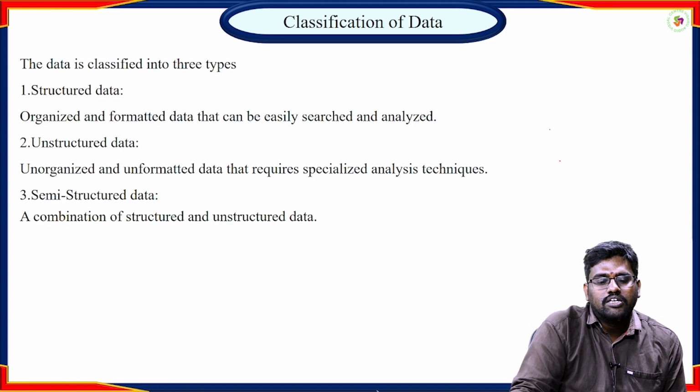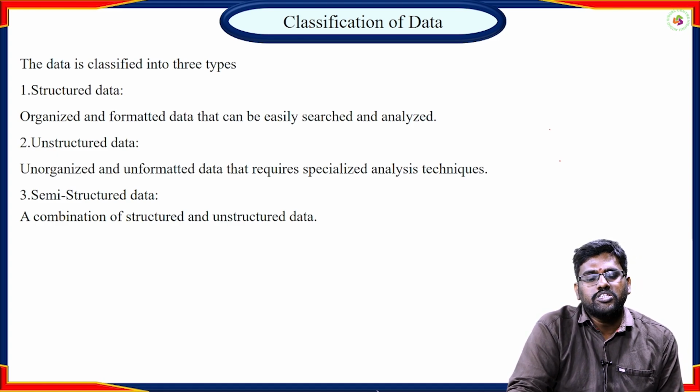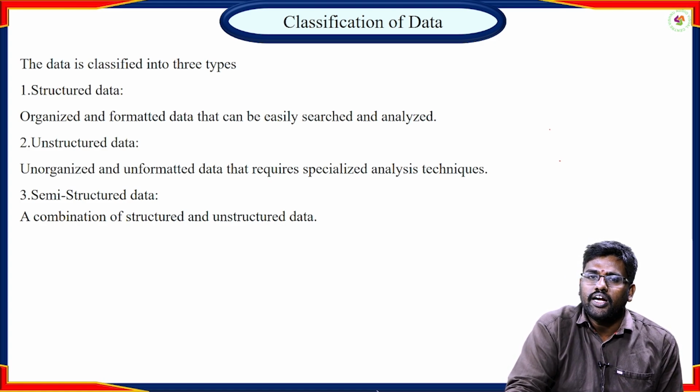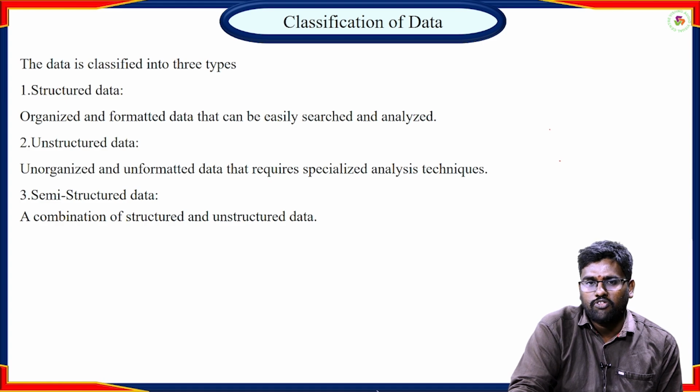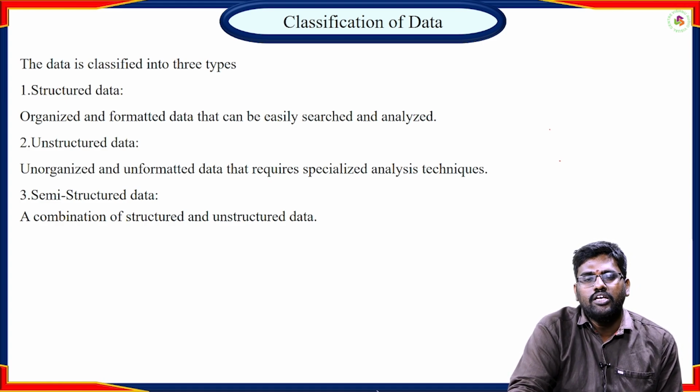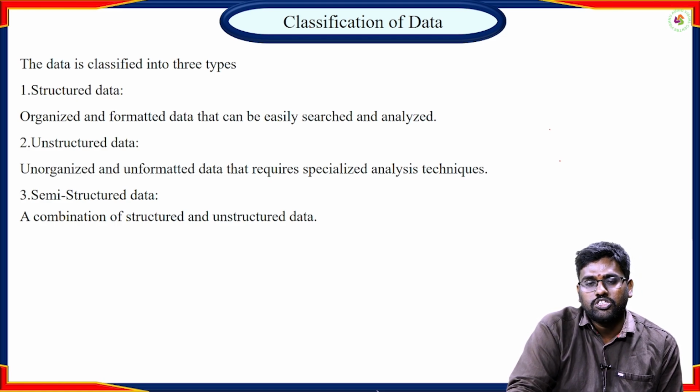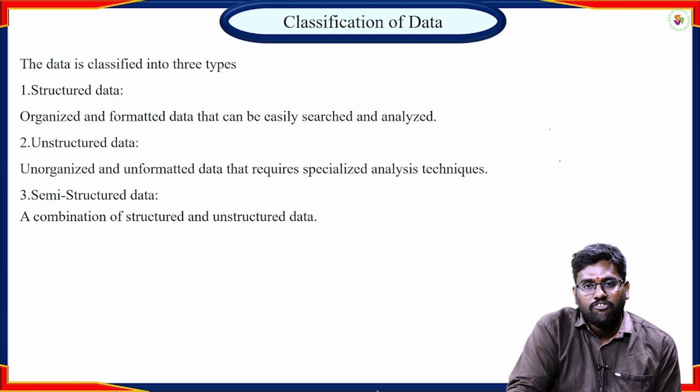So coming to the third one, semi-structured data. Semi-structured data means it's a combination of structured data and unstructured data. Structured data means the information is stored in the form of tables. Unstructured data means the information is stored in the form of text, audio or video. So for semi-structured data, the information is stored in the form of XML, JSON, like that.